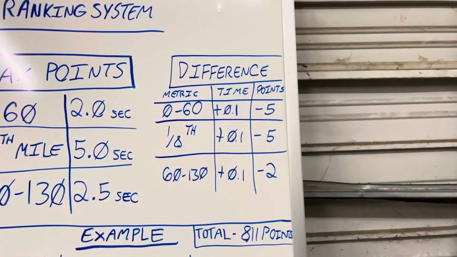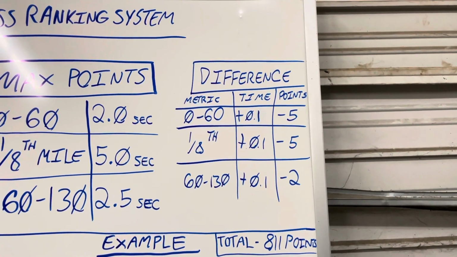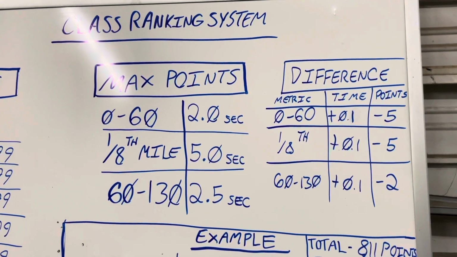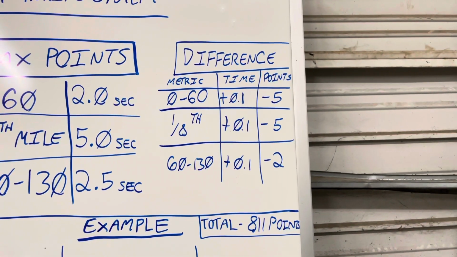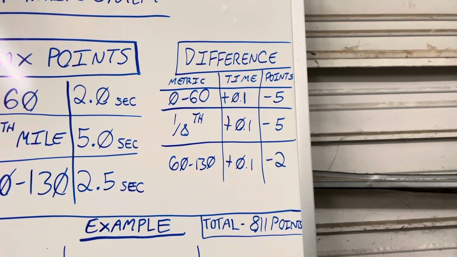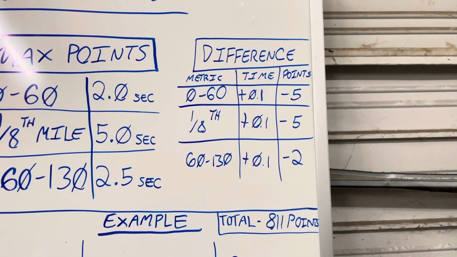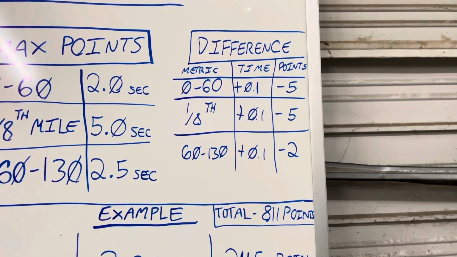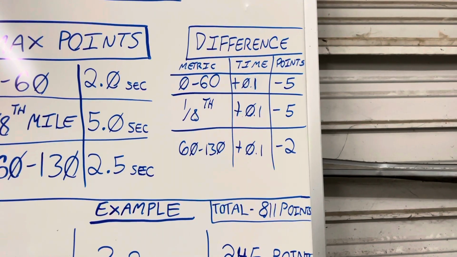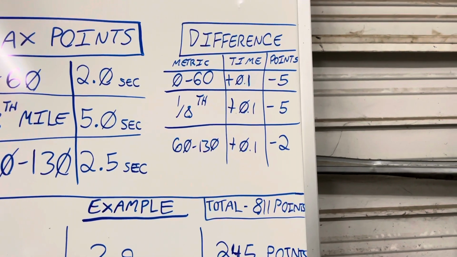When we're talking about the difference in times, your maximum, like I said, is 340 points. Whenever you add a tenth to your time, that's how many points you're going to lose. So for 0 to 60, say instead of a 2.0 you run a 2.1, then you're going to be down 5 points. Instead of 340 points, you would get 335.